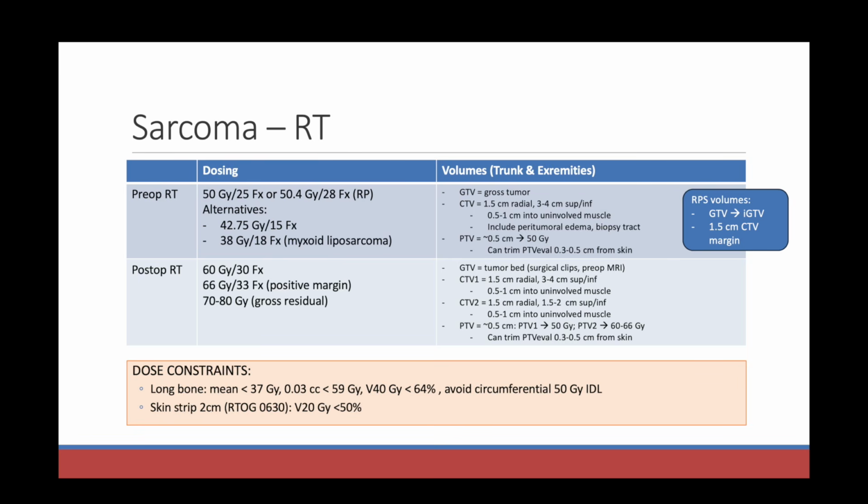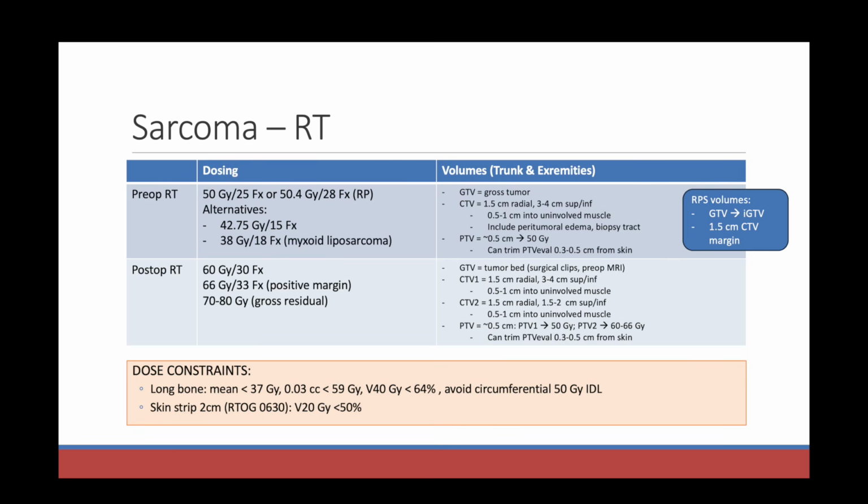Some important dose constraints for treating sarcomas of the extremities. Your long bone mean dose should be less than 37 gray. Your point dose should be less than 59 gray. And then you want your V40 to be less than 64%. So if you're going to remember two things, you want your mean less than 37 and you want your V40 less than 64% for long bones.